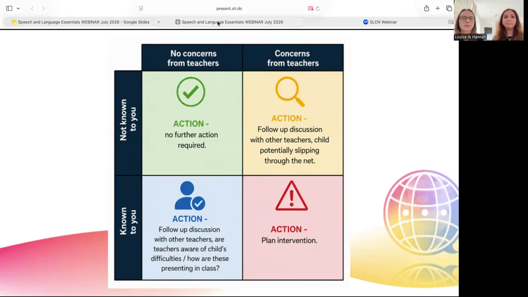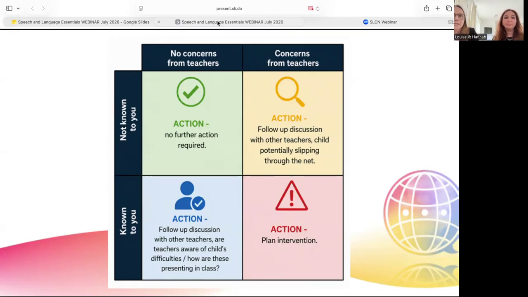So let's have a look at this grid, which we will also share with you as a download. We can map the responses onto 4 key areas, ranking from no concerns to high concerns and known to you or not known to you. So green, top left, teachers are not concerned. The child is not on the SEND list, no further action.